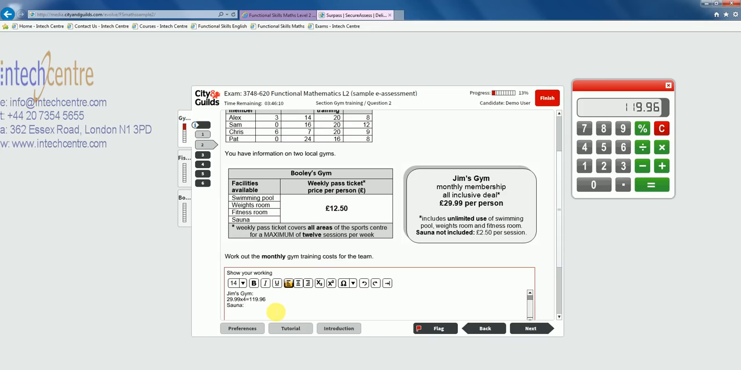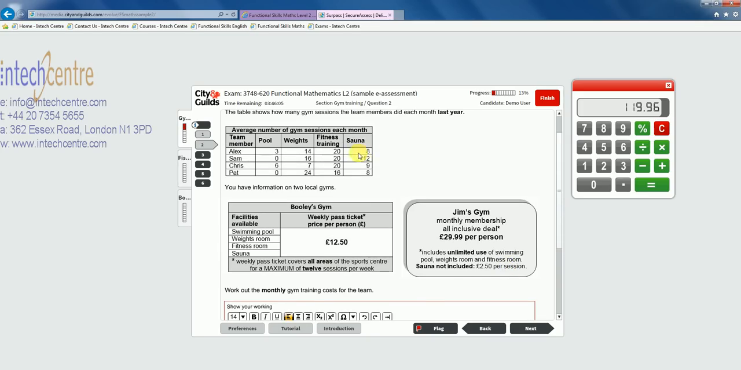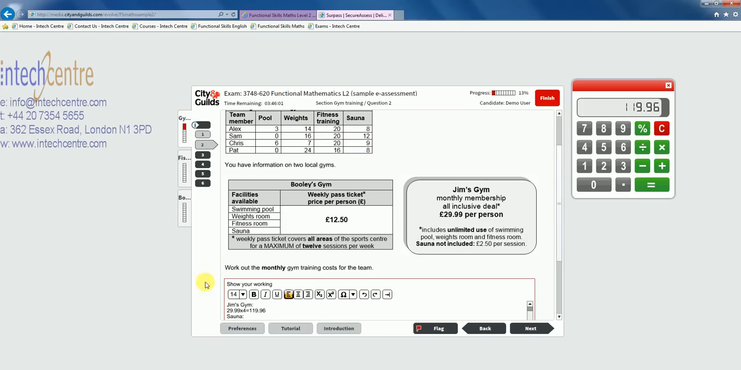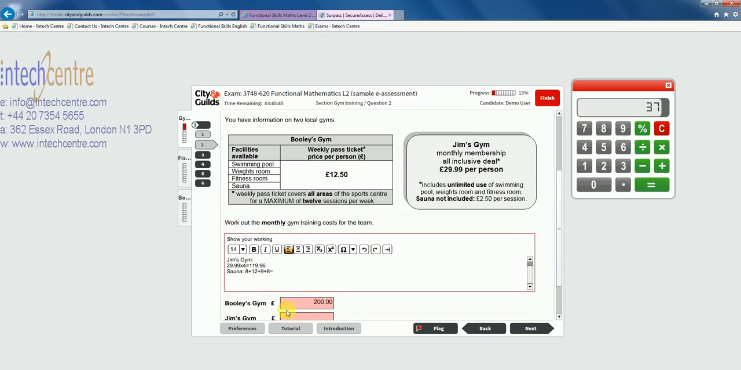So the sauna is not included, it's £2.50 per session. What I could do is add the values of the sauna, because this is per month. So we have 8 sessions plus 12 sessions plus 9 sessions plus 8, which gives us 37. This is the monthly sauna sessions that the team members used.